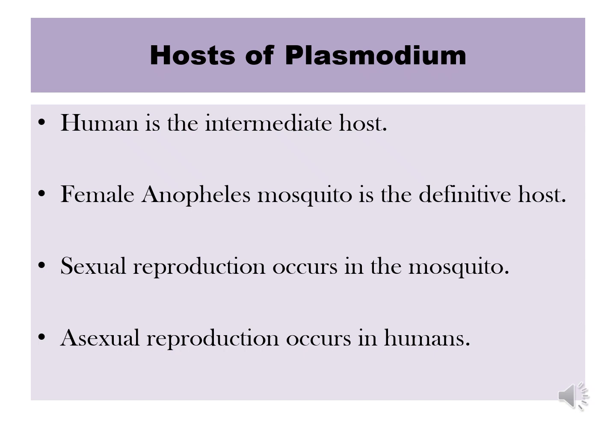Hosts of Plasmodium. Human is the intermediate host. Female Anopheles mosquito is the definitive host. Sexual reproduction occurs in the mosquito. Asexual reproduction occurs in human.